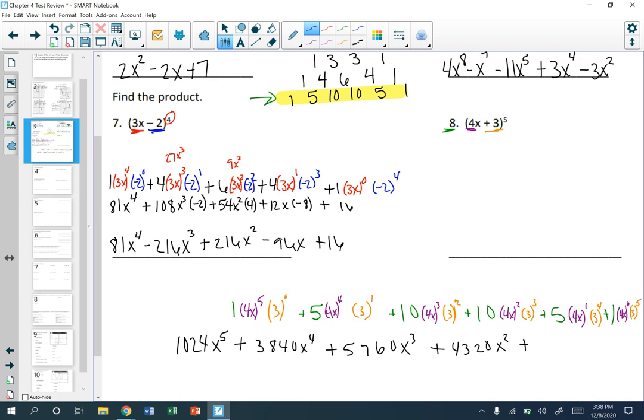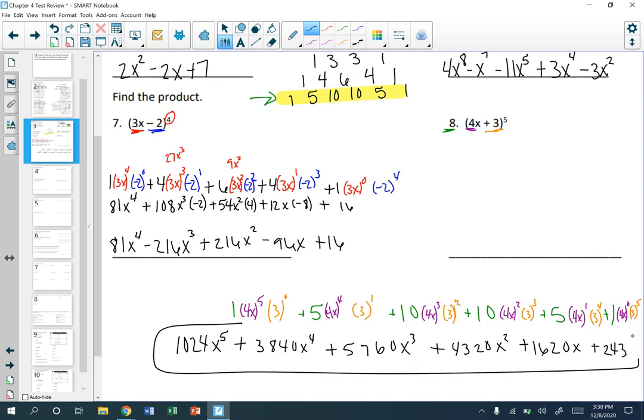Plus 5 times 4 is 20 times 3 to the 4th is 81, which gets me 1,620x. Plus 3 to the 5th, which is 243. All right, and that is number 8.